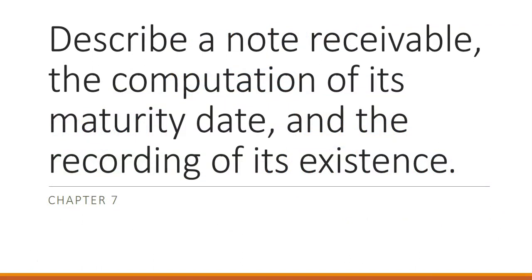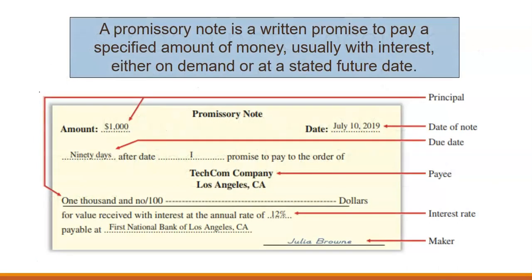The next thing that we're going to talk about is notes receivable. So when we have a note receivable, we record what is called a promissory note, which is a written promise to pay a specified amount of money with interest at a future date. So we have various information on this promissory note. We have who is going to pay us, how much it is, the due date, the date that it was made, if there's an interest amount.